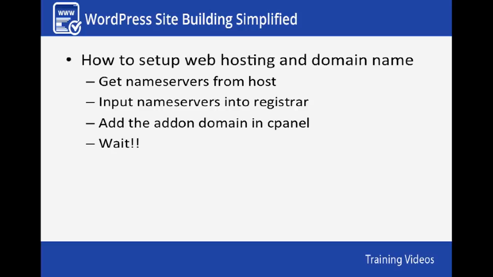And if you recall from the previous video, I told you to make sure to bookmark the email that your web host sends you, that has all your information in. The information you need will be the name servers, your cPanel URL, and your cPanel login information. And then you want to input the name servers into the registrar, and then add the add-on domain in cPanel, and then wait. If this sounds complicated right now, don't worry, because I'll be doing it right in front of your eyes right now. So let's get straight to it.